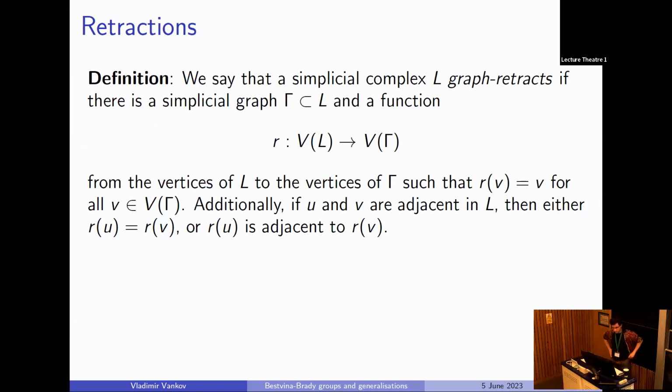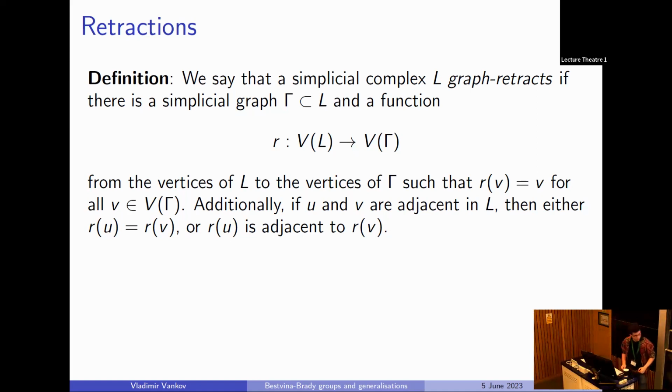So first, we'll need a definition. We say that a simplicial complex L graph retracts if there's a simplicial graph, which is a subgraph of L, and if there's a function, we'll call R for retraction, from the vertices of the simplicial complex L to the vertices of the graph, such that firstly it has to be fixed on the subgraph itself, but then for every other vertex you either map to something adjacent or to the same thing.